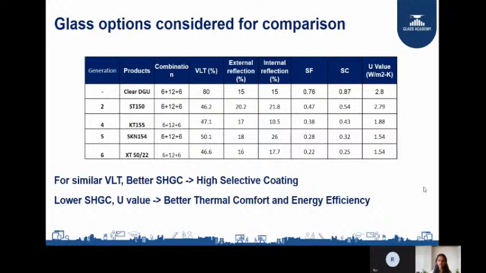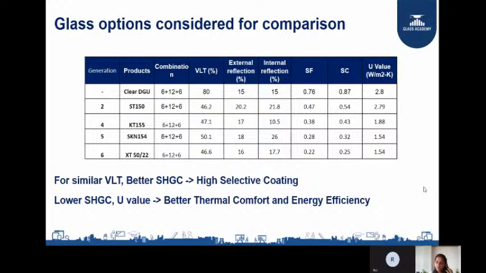Now what is spectral selectivity? Spectral selectivity is nothing but a ratio of light to heat. What light you are getting from the glass divided by what heat you are getting from the glass. That ratio is called the spectral selectivity. Basically, you need more light to come inside, but at the same time you do not want heat to come inside, right? So this is a difference in all these generations of product: your spectral selectivity is increasing. You are getting more light, but at the same time less heat.